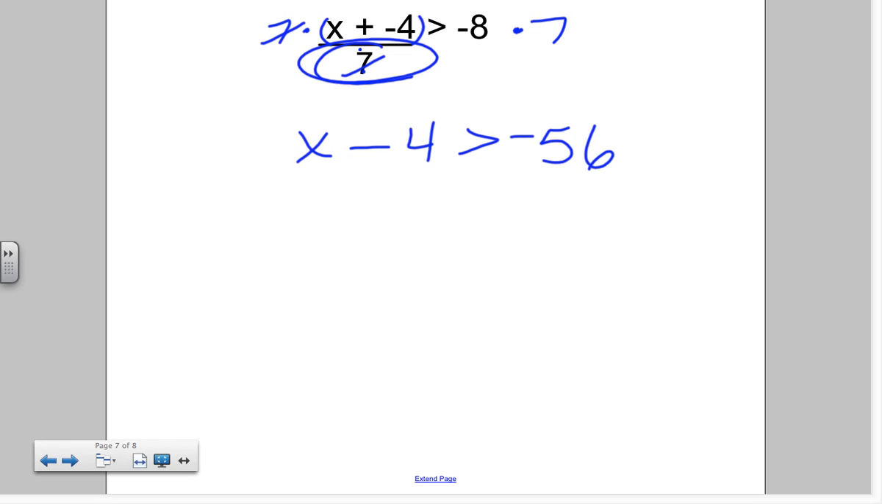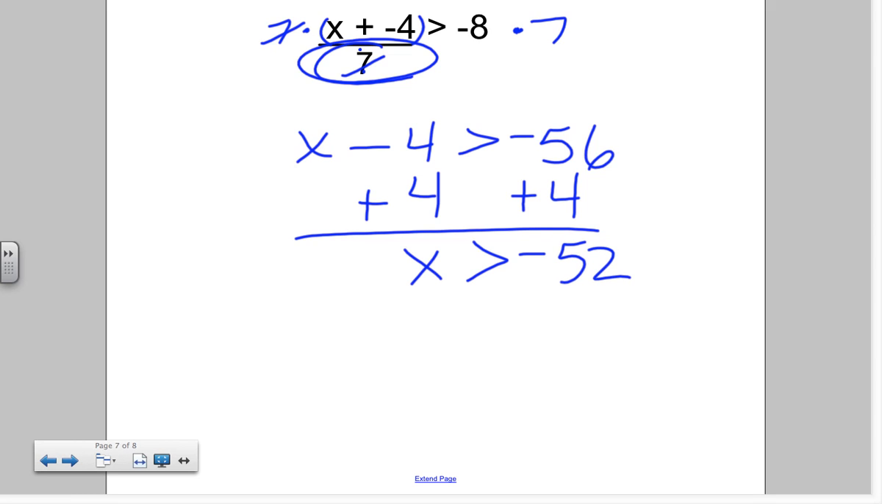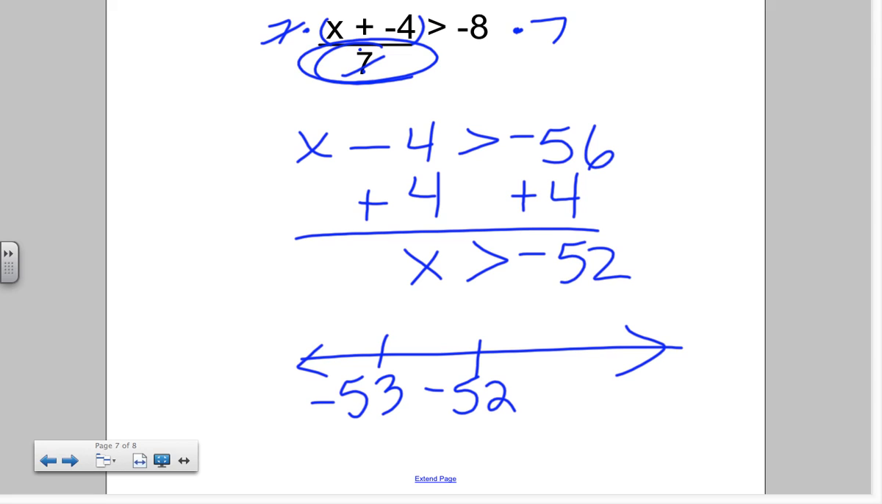It makes sense to put it around the parentheses so that you don't get mixed up and think you're going to distribute or anything. All right. So now from here, I'm going to add 4. I'm going to add 4 here. So hopefully you got x is greater than negative 52. And then we have negative 52, negative 53, negative 51. You guys okay with that? Yes. Okay, is it open or closed? Which direction is the arrow going? To the right.